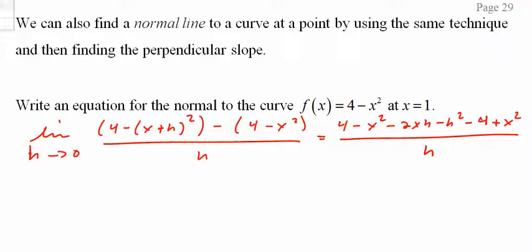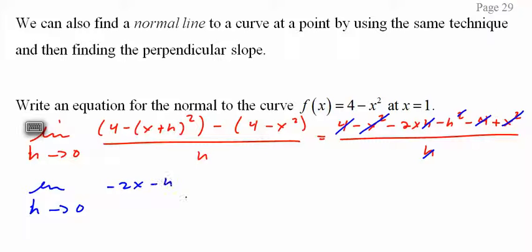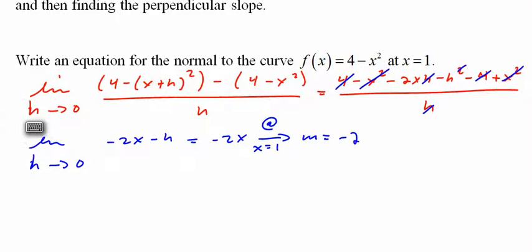Oh, we got a bunch of stuff that's going to cancel here. With the 4, negative x squared. We can pull an h out of here, here, and here. And we are left with the limit as h approaches 0 of negative 2x minus h, which is just negative 2x. We want to know it at x equals 1, so we say the slope is -2. They ask for a normal line though.